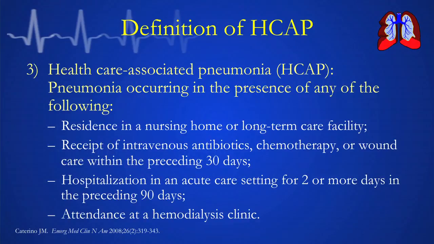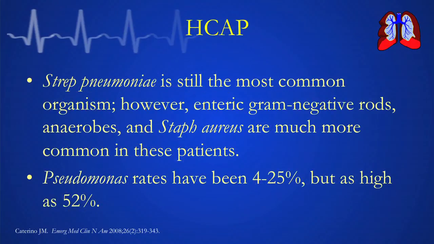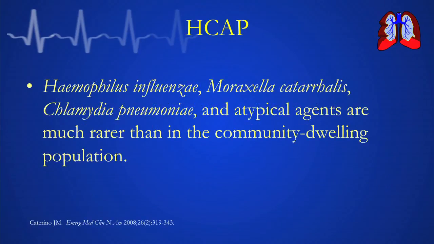With healthcare-associated pneumonia, strep pneumonia is still the most common organism. However, enteric gram-negative rods, anaerobes, and Staph aureus are much more common. And then you have your Pseudomonas rates that have been 4 to 25%, but as high as 52%. And that's where we switch to the Zosyn and the Cefepime. Haemophilus influenza, Moraxella, Chlamydia pneumoniae, and atypical agents are much rarer than in the community-dwelling population. So we're not really thinking those for the healthcare-associated pneumonia.